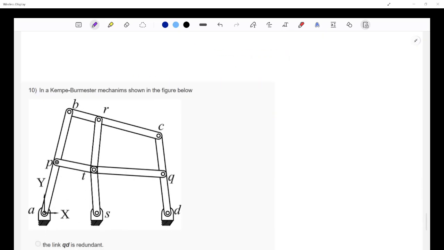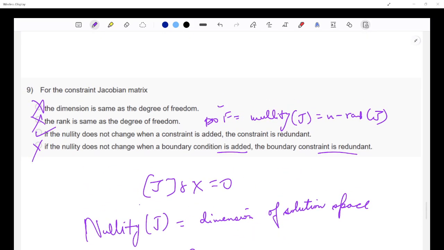Ma'am, in the last option, when we added a boundary constraint, so the boundary constraint is redundant, but here it says added boundary condition. The option says if the nullity does not change when a boundary condition is added, the boundary constraint is redundant. So what is the difference between boundary condition and boundary constraint?